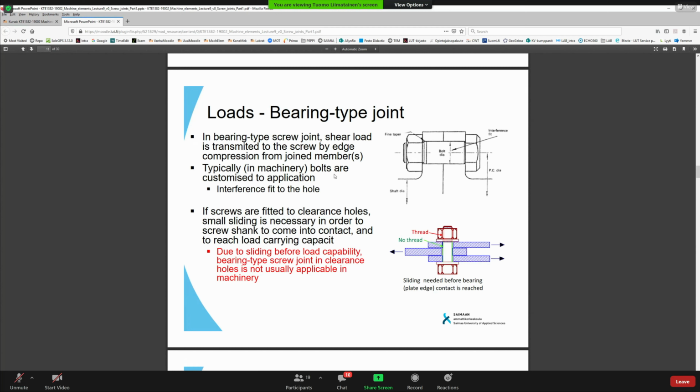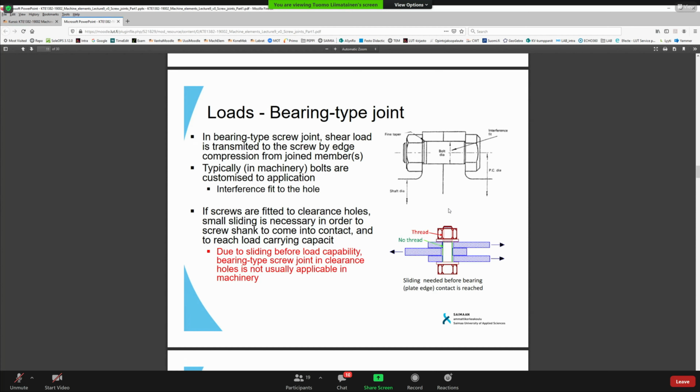If this kind of bolt is used in machinery, typically these bolts are precisely machined. They are more or less customized so that there is a tight fit between the bolt and the components. There's an interference fit to the hole. The reason we need this for machinery is that if we make this kind of joint with normal free holes, so that there's a clearance between the bolt shank and the hole edge, it will mean that there is some sliding needed before the bolt can carry the load.